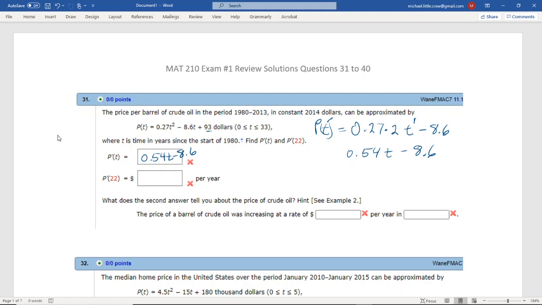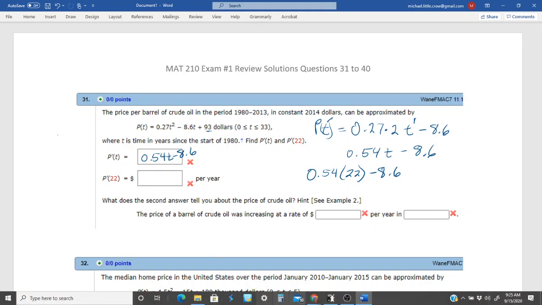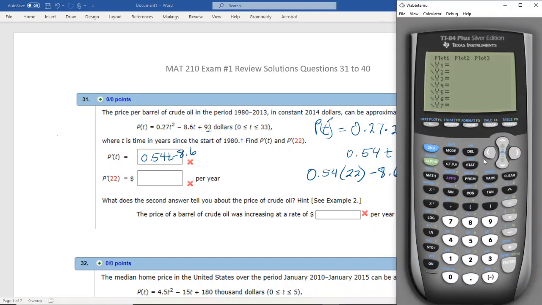To find out what the derivative is at 22, we can now plug it in there. And just to be accurate, let's go ahead and do that with a calculator. We go back to the main screen: 0.54 times 22 minus 8.6. Make sure you've got the right negative. That should give us 3.28.